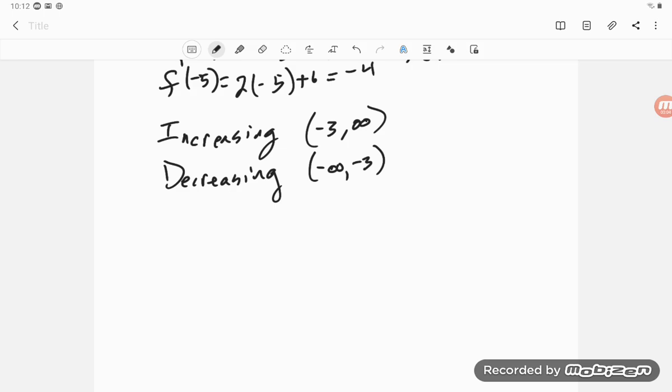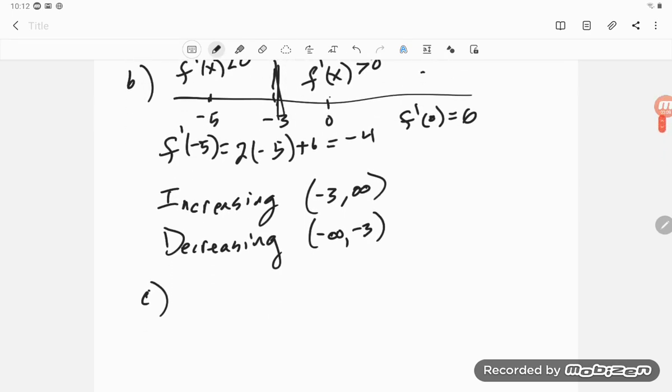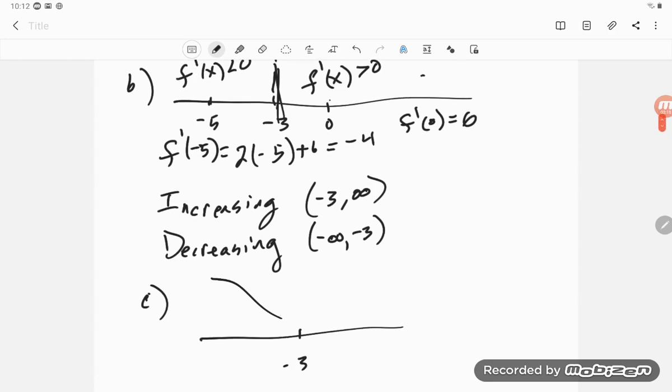C says apply the first derivative test. Actually, I'm going to go back up here a little bit. I've got -3 there, and it says the derivative is negative, so that's coming down like that. Then the derivative is positive, it's going like that. And so what I see is a relative minimum. Okay, so we've got a relative minimum.